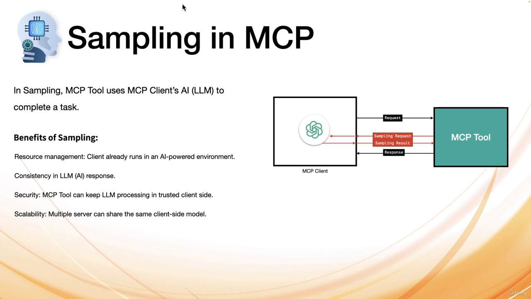You may also get better security using sampling, because the MCP tool can keep the large language model processing on a trusted client side. This model is also scalable because multiple servers can share the same client-side model. If the number of MCP clients that use your MCP server increases, you will not need to scale out your MCP server or tool, because every MCP client has its own large language model or AI capability and can use its own AI, so you will not have to scale out to cope with that load.